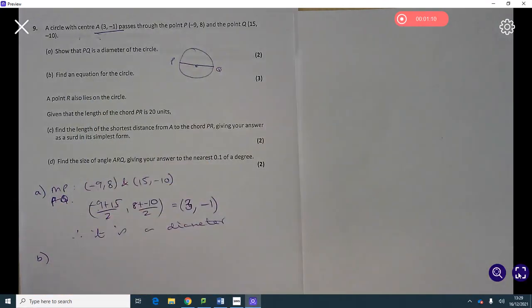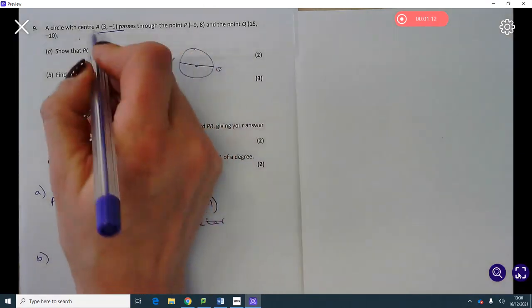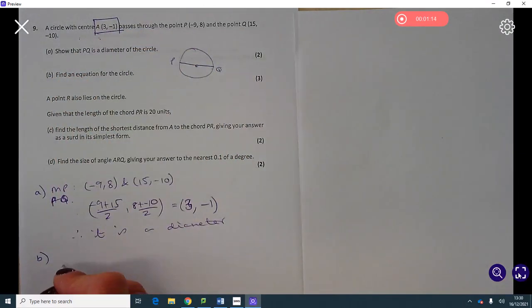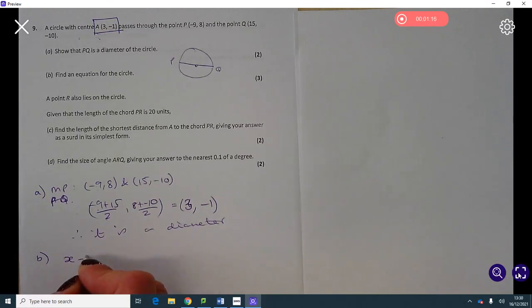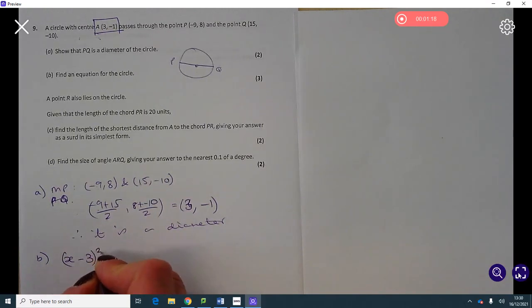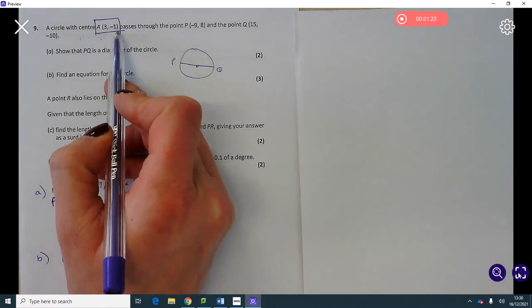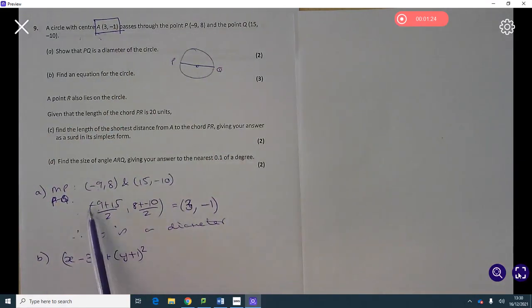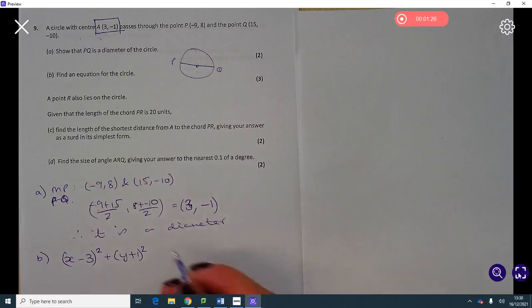Part B, find an equation for the circle. So we should know that from the coordinate of the centre, the first part of the equation is (x minus 3) squared add (y add 1) squared. So multiply these two coordinates by -1 and substitute them in here. And that's equal to the radius squared. So we need to find the radius.